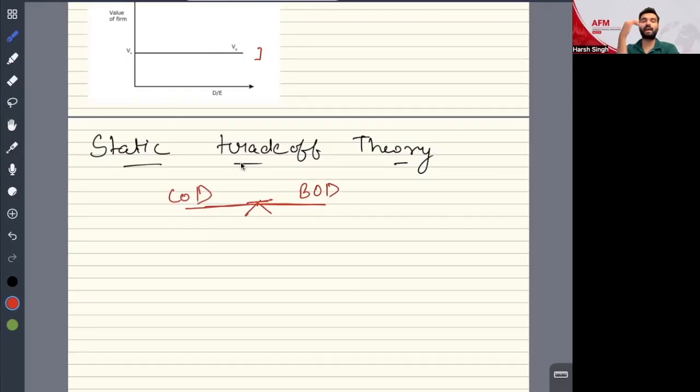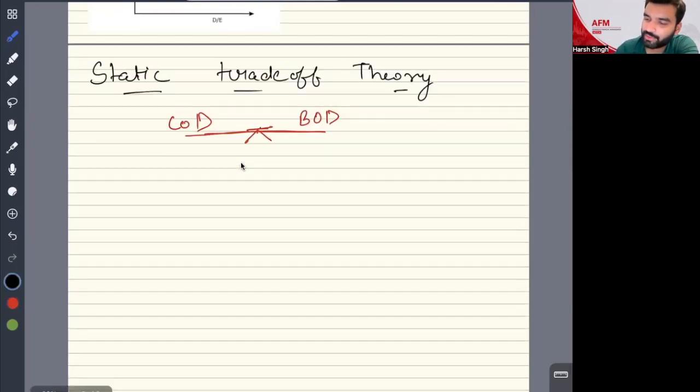If you go above a target debt ratio, what will happen? You will have financial distress, firm value will decrease, the cost of equity will increase, and the benefit that you are getting because of the debt would not be there. Okay, that is one thing. Then we have one more, which is called pecking order theory.